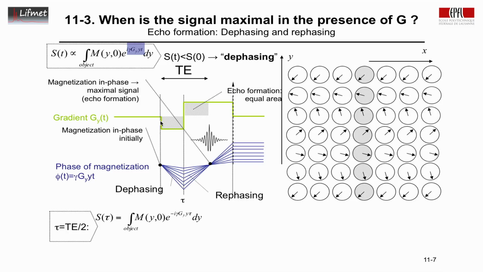We have the minus here because the gradient is negative, so Gy is the magnitude of the gradient. The gradient during time t, and time t is this time here. The signal during time t is proportional to transverse magnetization. That's the sum of the transverse magnetization over the object. So we sum along dy, it's the magnetization along y at time tau times this term here. Here it's now positive because we have changed the sign of Gy.